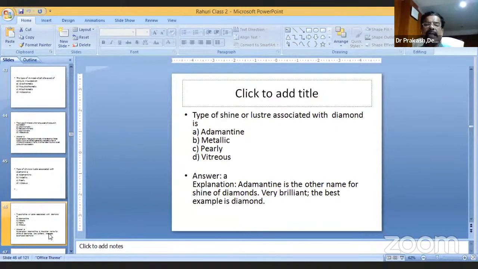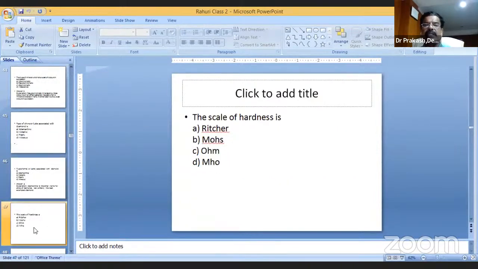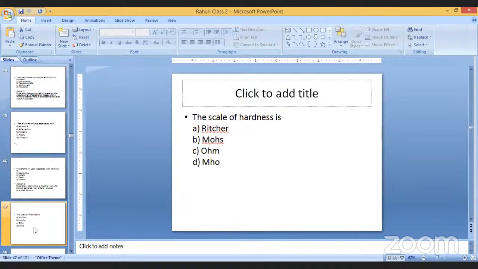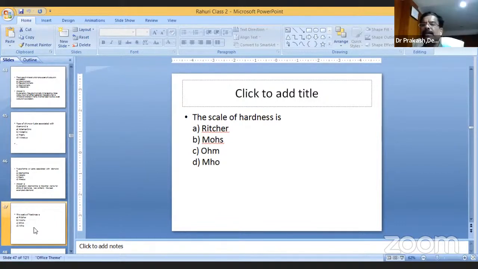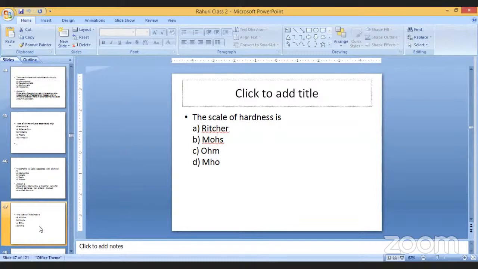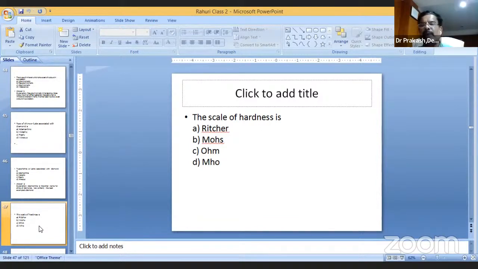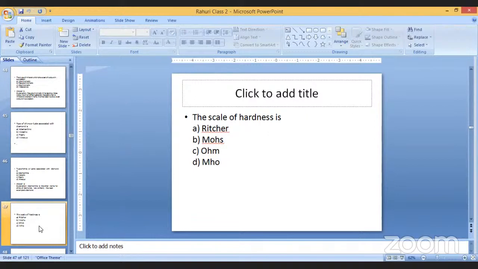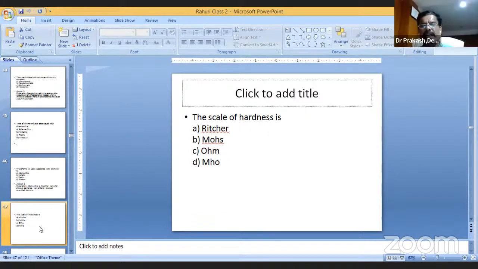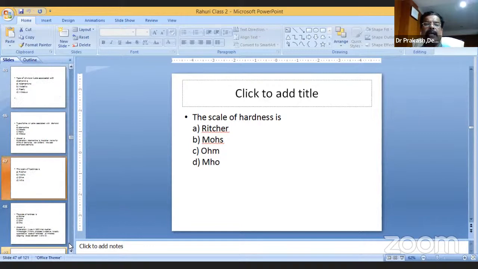So adamantine luster, that is the answer for this question. Now, the scale of hardness is given by the Mohs scale. So the Richter scale is for seismic waves, so measuring vibrations, right? Ohm is for measuring current strength. So that's what you have to remember quickly.